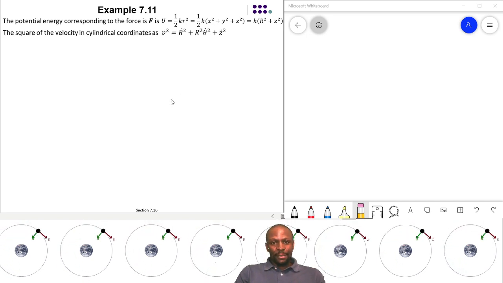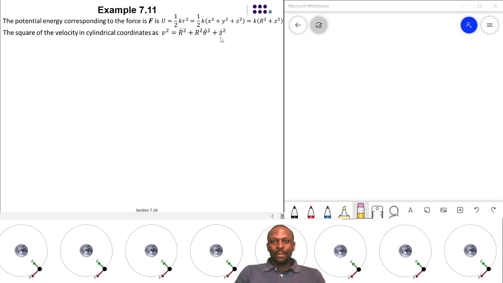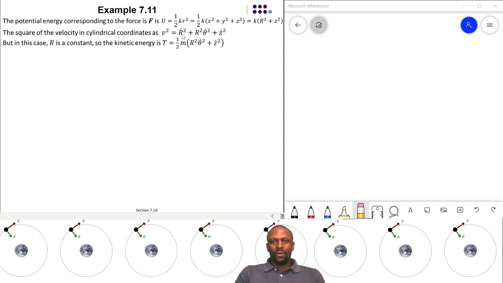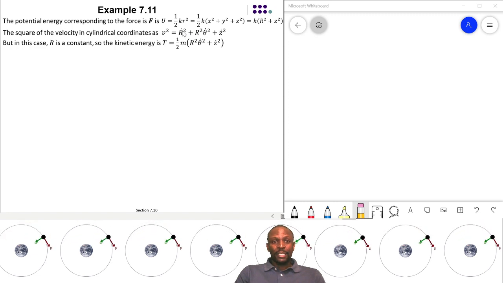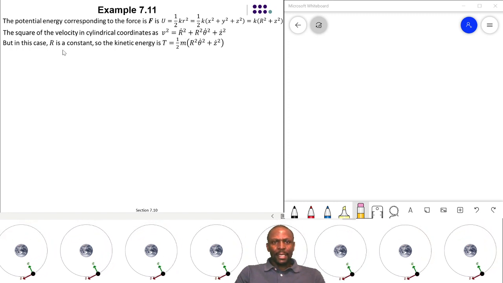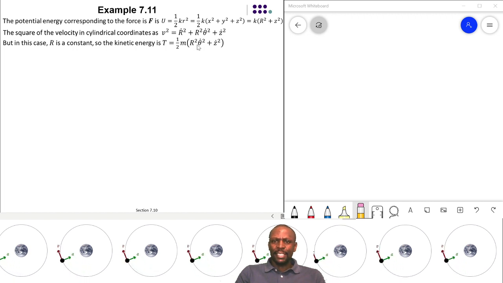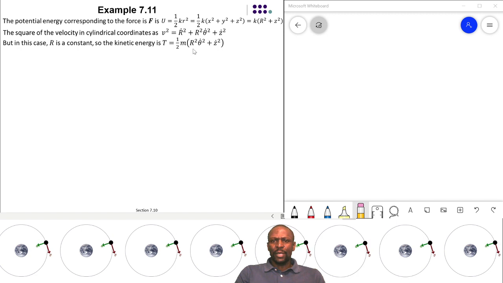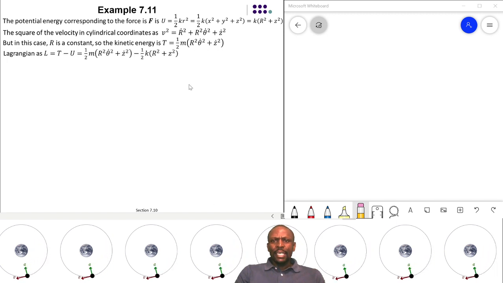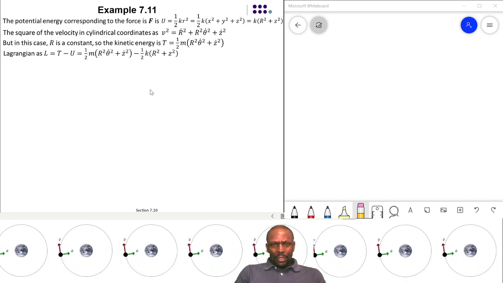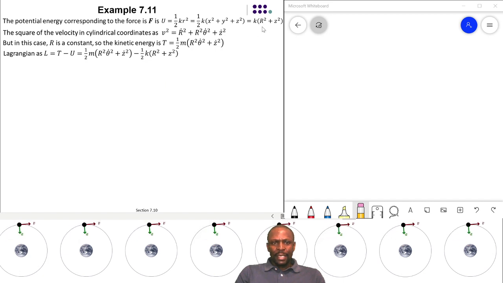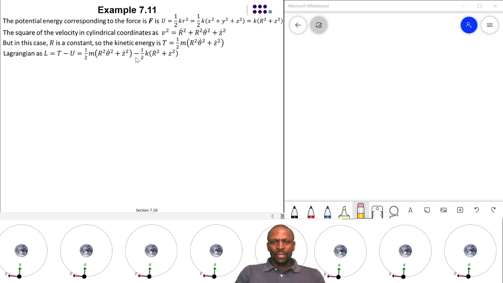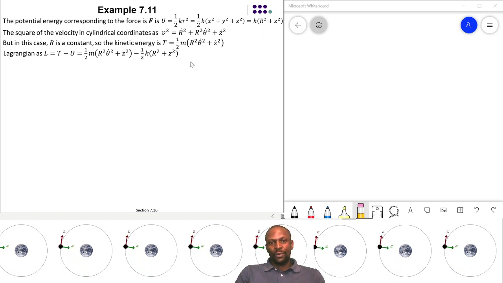Now, the velocity in cylindrical coordinates is just given by this, but this R is just a constant, therefore that term is not going to be taken into account. So the kinetic energy is just given by only these terms, and then you take the square there, that is the kinetic energy. Now, the potential energy is just given by that. Now, the Lagrangian is just the difference between T and U. Therefore, you are just going to have this equation for that.